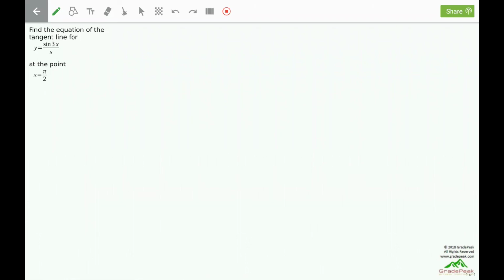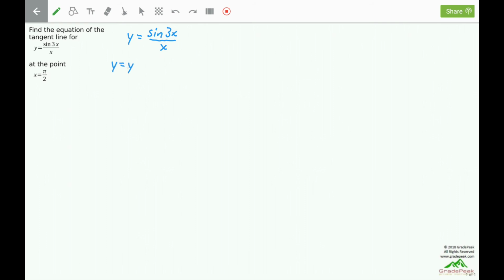Find the equation of the tangent line for y equals sine of 3x divided by x at the point x equals pi over 2. To find the equation of the tangent line, we need the x and y coordinates of the point. Right now we have only an x coordinate, so the first thing we need to do is find the corresponding y coordinate by plugging the x coordinate into the function of sine of 3x over x.